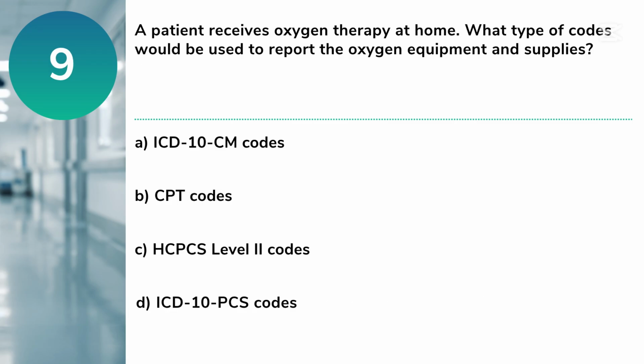Question 9. A patient receives oxygen therapy at home. What type of codes would be used to report the oxygen equipment and supplies? A. ICD-10-CM codes. B. CPT codes. C. HCPCS Level II codes. D. ICD-10-PCS codes.